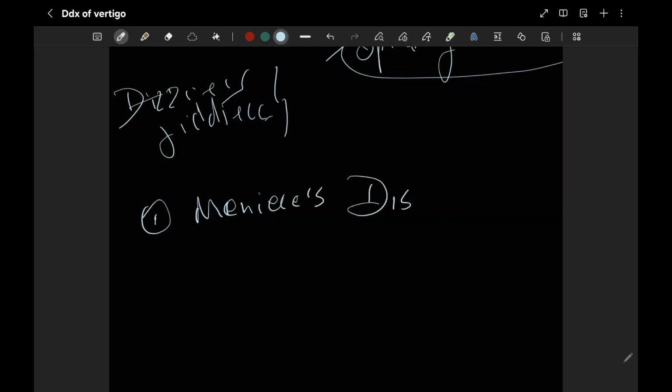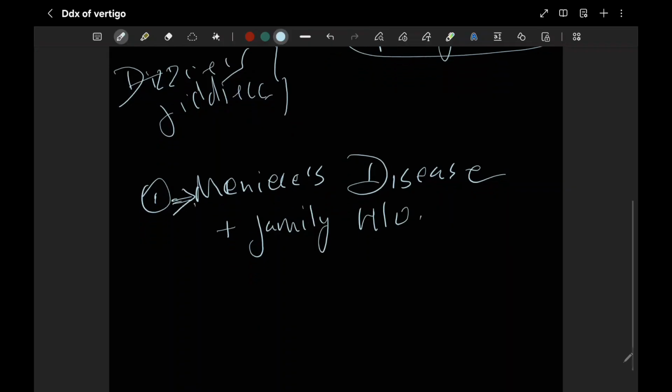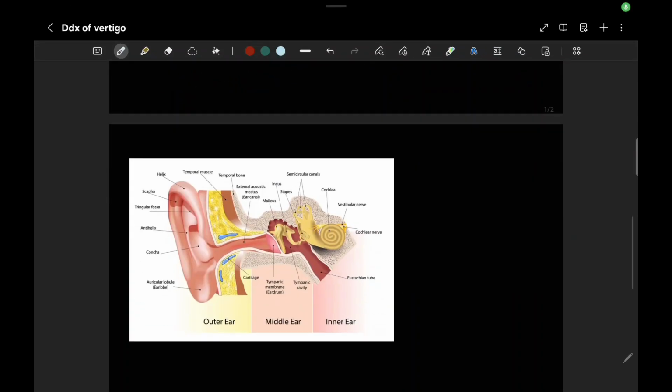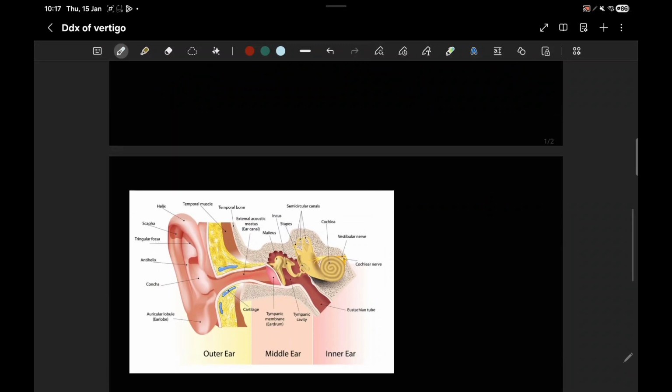Meniere's disease. There will be a family history. They will have patients with a family history in Meniere's disease. What is the problem in Meniere's disease? There'll be accumulation of endolymph. Let me clear some anatomy first, let me brush up some basics before that.